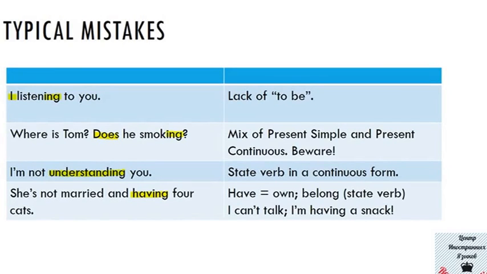But if you are having a snack and you can't talk, then say it. I'm having a snack, I can't talk. In this case, have has the meaning eat or use or whatever you can think of, but not own and belong. So that is why you can use it as an action verb. Though actually state and action verbs are the topic for the next video, which I hope you will also see.